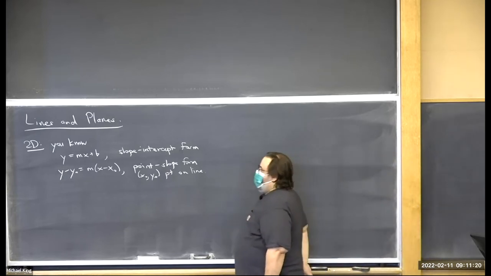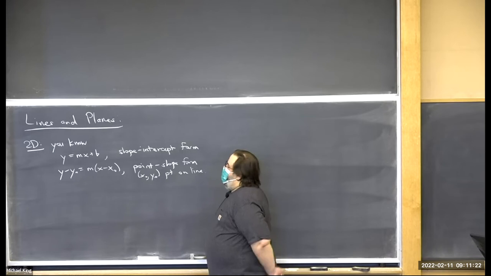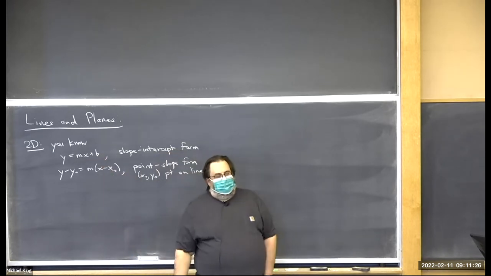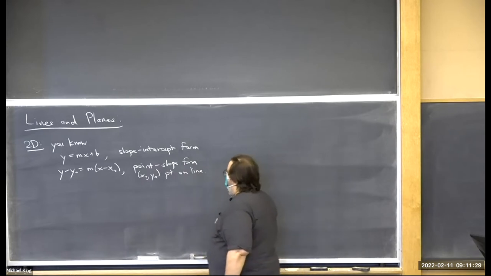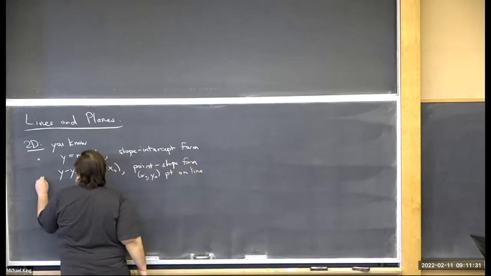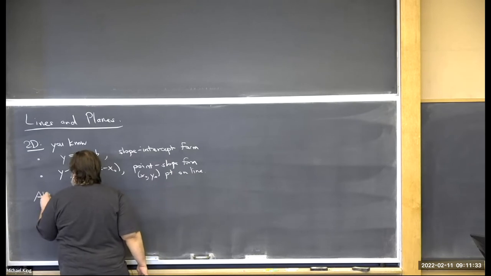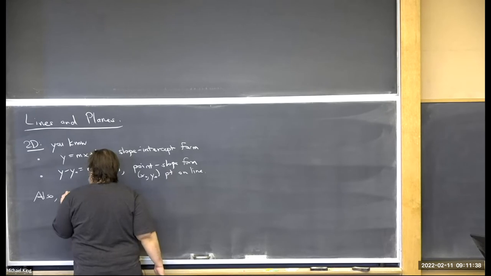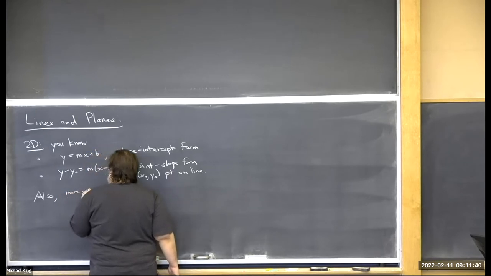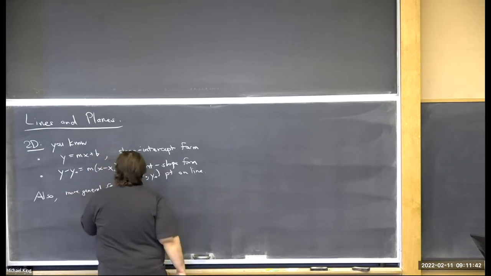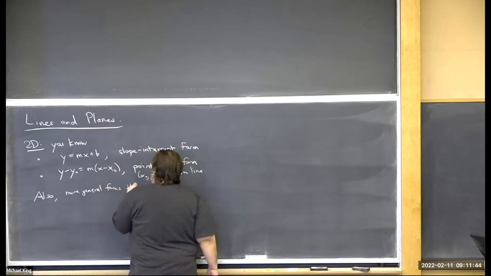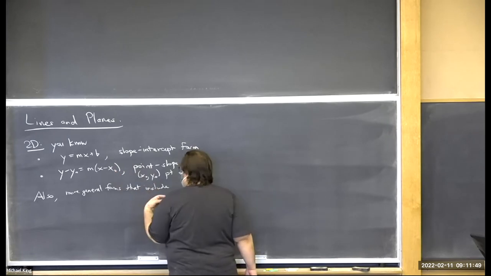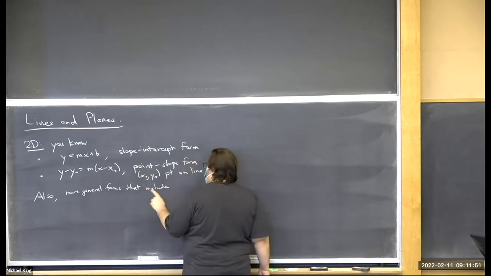So this misses vertical lines, which, fine. If you're talking about functions, y equals a function of x, that's fine. But if we're talking about geometry, it's nice to have vertical lines. So these are two forms that you know. But also, there's some more general forms that include vertical lines. Because both of these involve a slope, so you can't have a vertical line because the slope becomes like infinity, right?